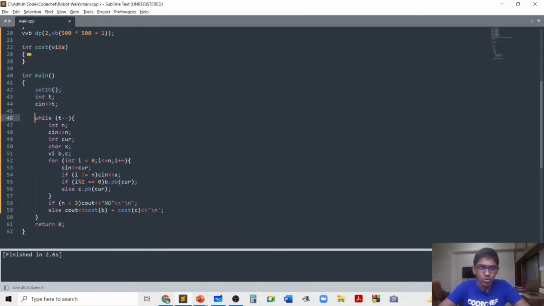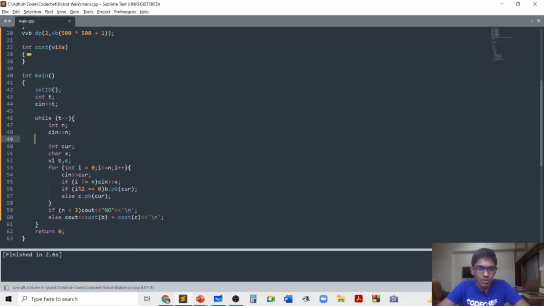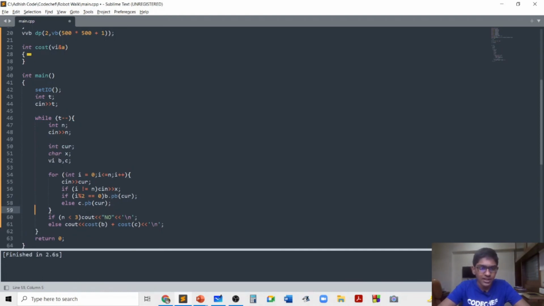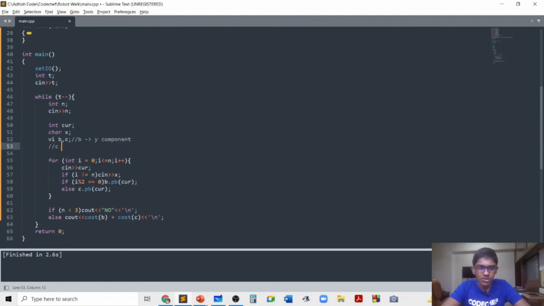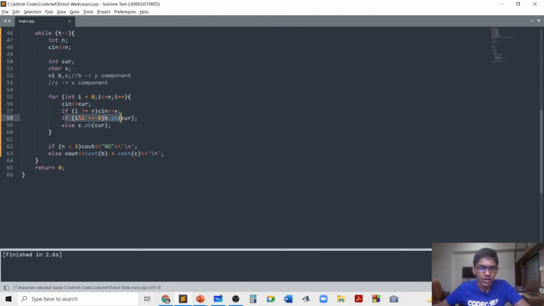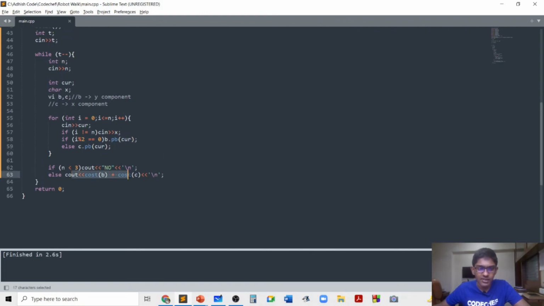So in the main code, I take in the value of t, which is the number of test cases. For each test case, I read in the input, and in the input, I create the x component. So vector a refers to the x component, vector b refers to the y component, and vector c actually refers to the x component. I'll add the corresponding value to the corresponding component, and in the end I print cost of b plus cost of c.